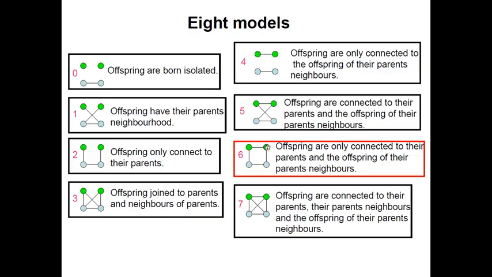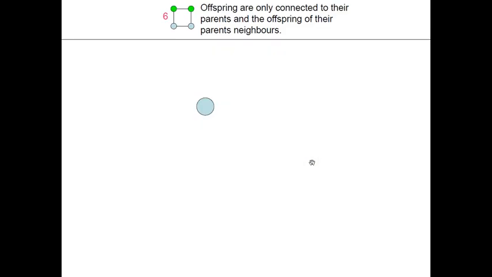Okay, so now I want to show you the dynamics of this system here. This one's really quite simple. Can you guess what kind of structure develops from this model? So how do we update a system under this model? Well, basically, the offspring are connected to their parents and the offspring of their parents' neighbours.